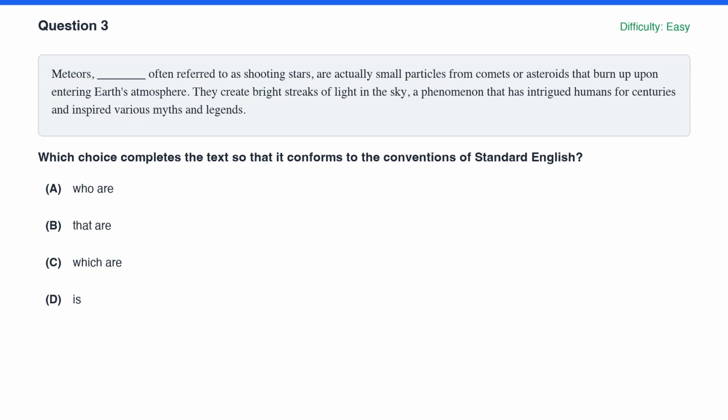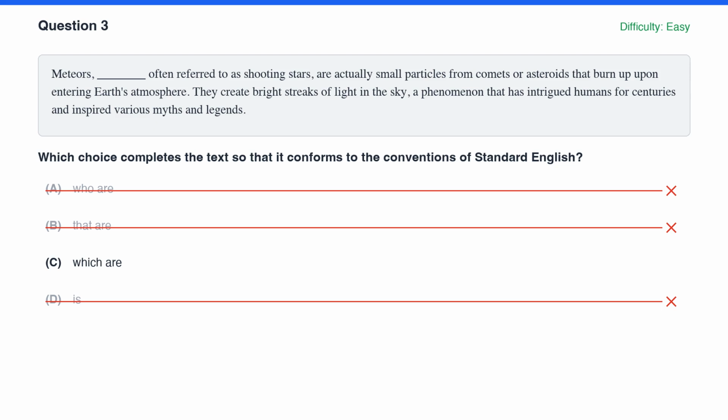about meteors. Since meteors are objects, not people, and the clause is offset by commas, we want a pronoun suited to non-restrictive description of a non-human noun. A fails because who refers to people, and meteors are objects, not human beings. B fails because that typically introduces restrictive clauses essential to meaning, but the commas here mark a non-restrictive clause where which is the standard choice.